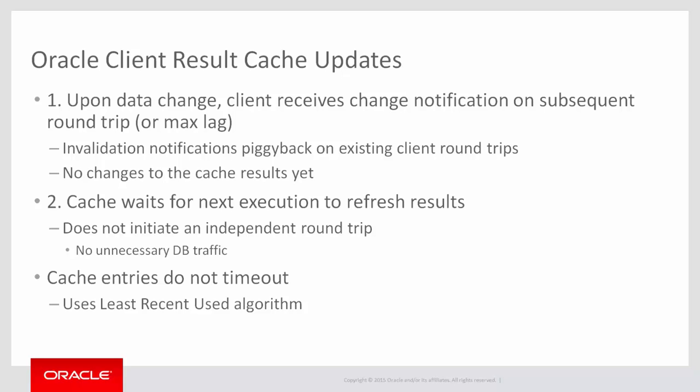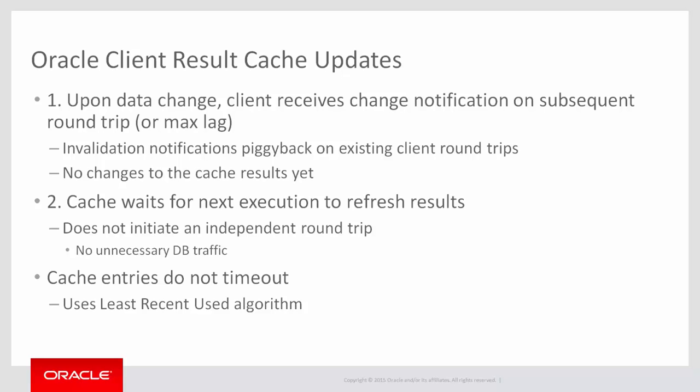That means in normal database activity between the client and server, there are going to be round trips occurring. When a data change happens on the server side that would affect the cache, the server does not immediately send a notification to the client side. What it does is wait for the next round trip that occurs and piggyback off that round trip to the client side. And then the client side becomes informed of the change and can invalidate its cache.